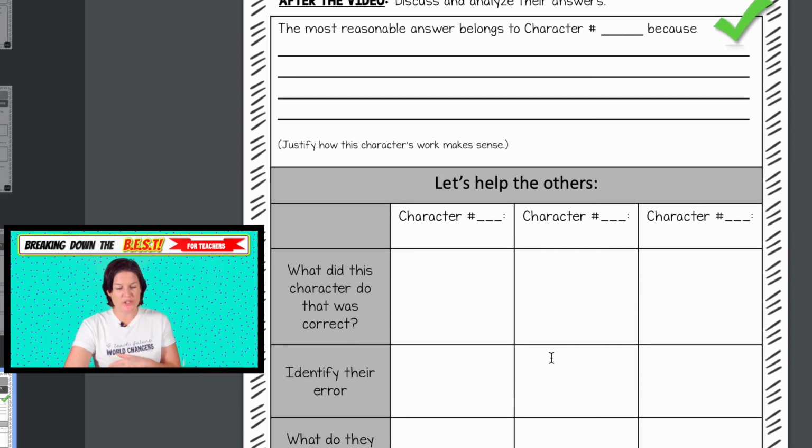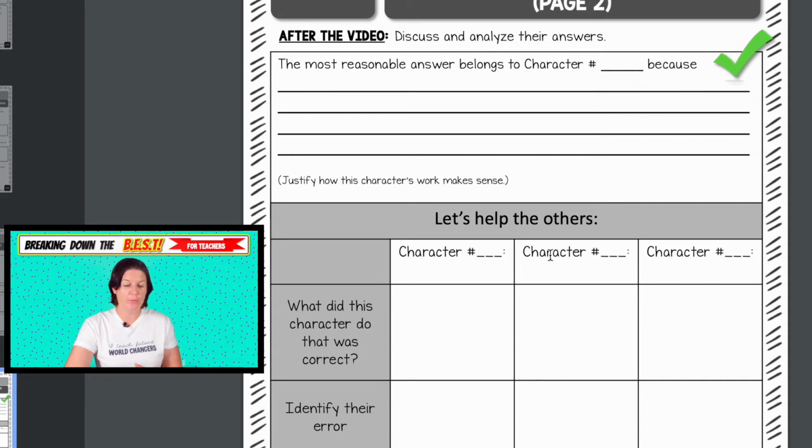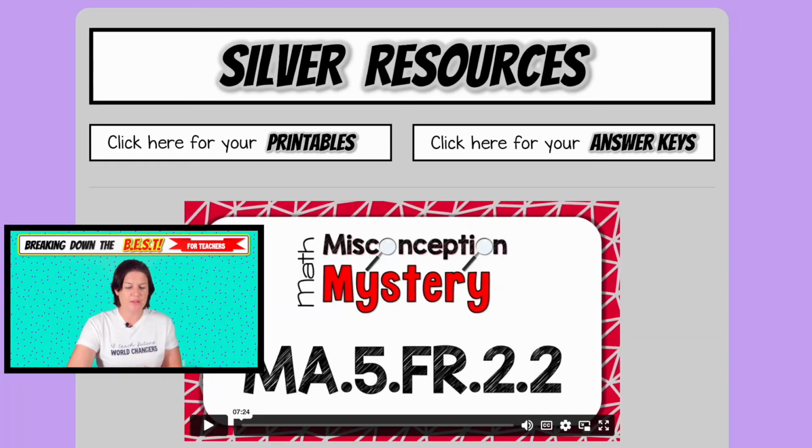And after they finish watching, they can fill out their detective report. They might need to use the video though to help them. And also these math misconception mystery episodes, I would use these after students have had some exposure and some practice with it. That way they can really have some wonderful conversations and discourse and friendly debates and all that stuff.